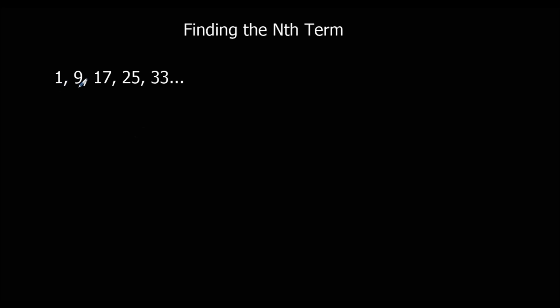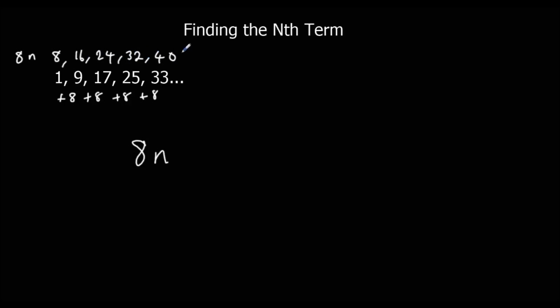Okay, so here we've got 1, 9, 17, 25, 33. We're going to look at what's going on, what have we got to do every time. So it's +8 every time. What goes up in 8s is the 8 times table, it's 8n. So 8n is the 8 times table, so 8, 16, 24, 32 and 40.